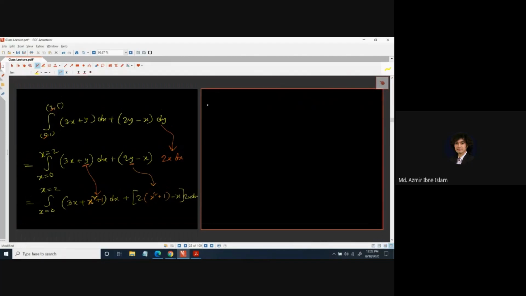Okay. So now we have integration from 0 to 2. We don't need to write x equal to 0, x equal to 2 every time. Okay. So here we have (3x + x² + 1) dx and (2x² + 2)(−x, 2x) dx. Before integration, we can also simplify again. (3x + x² + 1) dx.